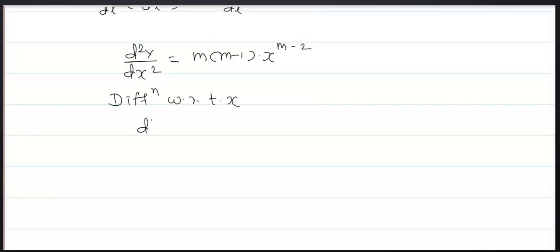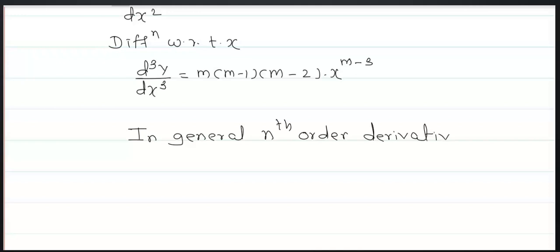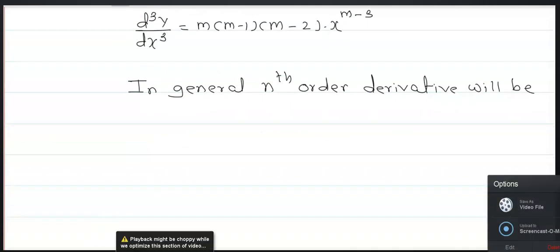Again, differentiate with respect to x. Therefore, d³y/dx³ is equal to m into m minus 1 into m minus 2 into x raised to m minus 3. Therefore, in general, the nth order derivative will be... Now see this here. This is the third order derivative. Here is a 2 and here is a 3. There is 1 less than this power, this 3.